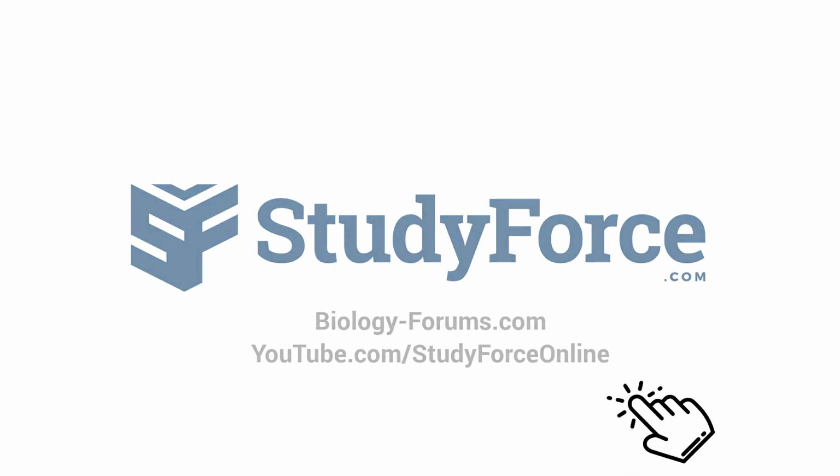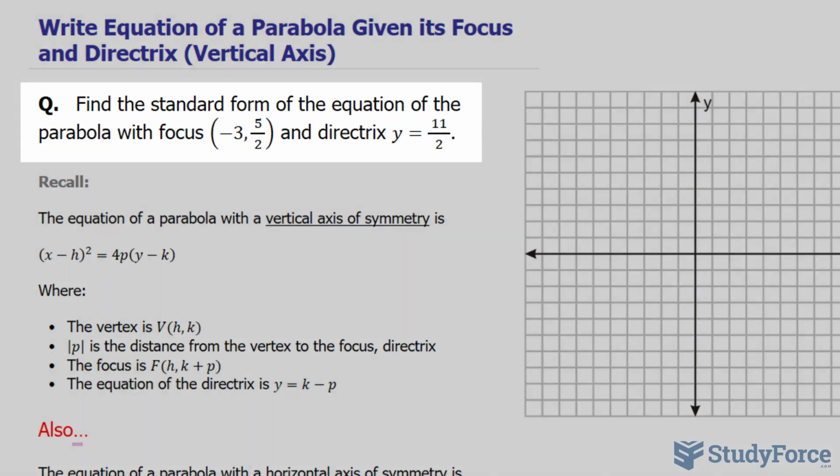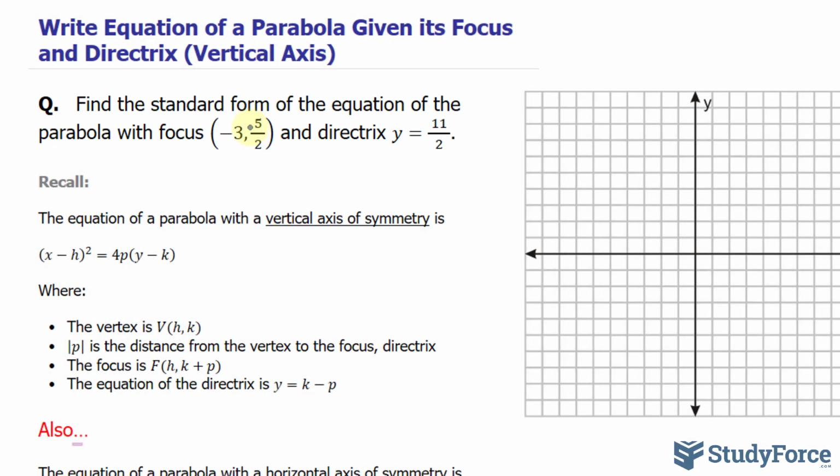In this lesson, I'll show you how to write the equation of a parabola given its focus and directrix. This is when the axis of symmetry is vertical. The question reads, find the standard form of the equation of the parabola with focus at -3 and 5/2, which is 2.5, and the directrix is y is equal to 11/2, which is 5.5.